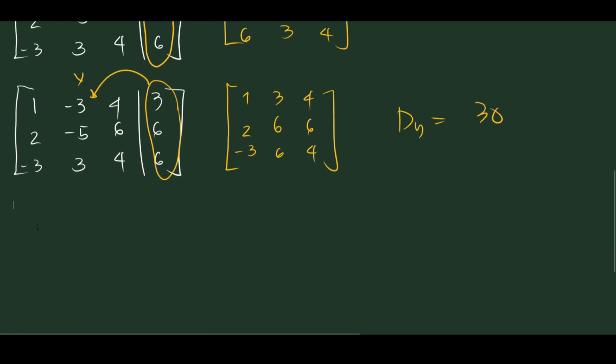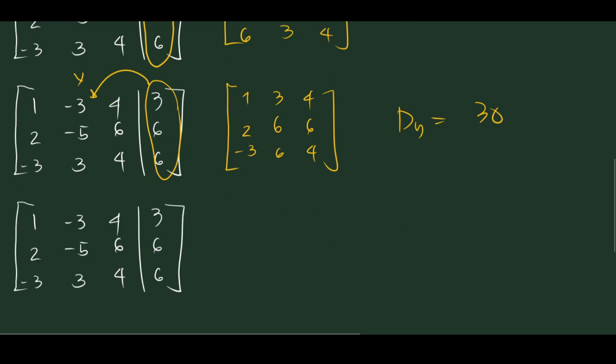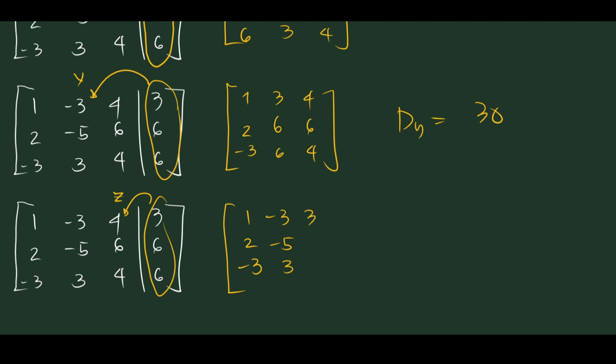Now for the last one. This is z, right? So we're going to substitute the constant column here again. So what are we going to get? 1, 2, -3, -3, -5, and 3, and then 3, 6, 6. So dz is, if you get the determinant using the method for 3 by 3 matrices that we introduced in the previous video, 15.